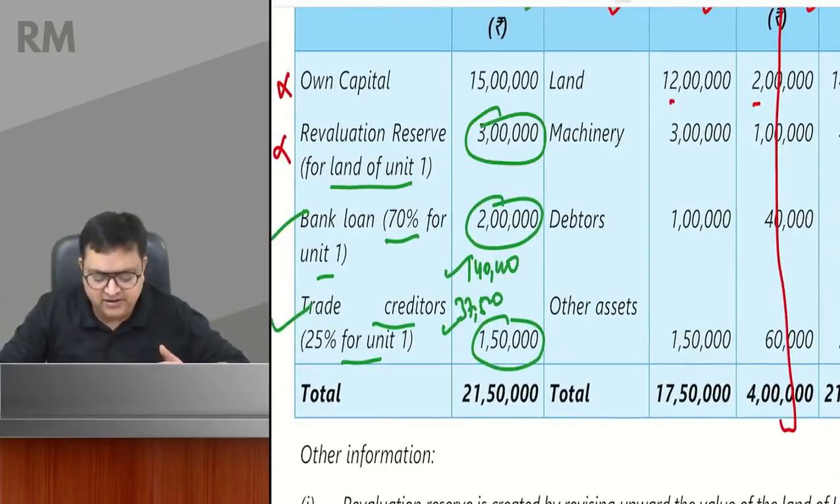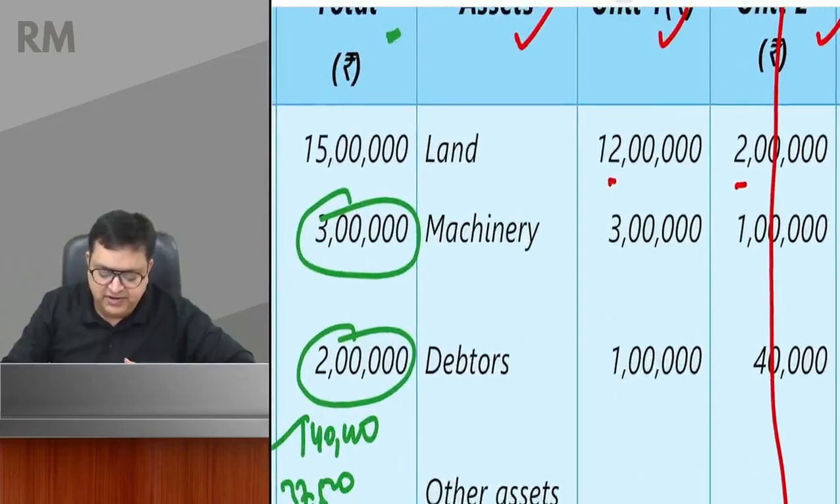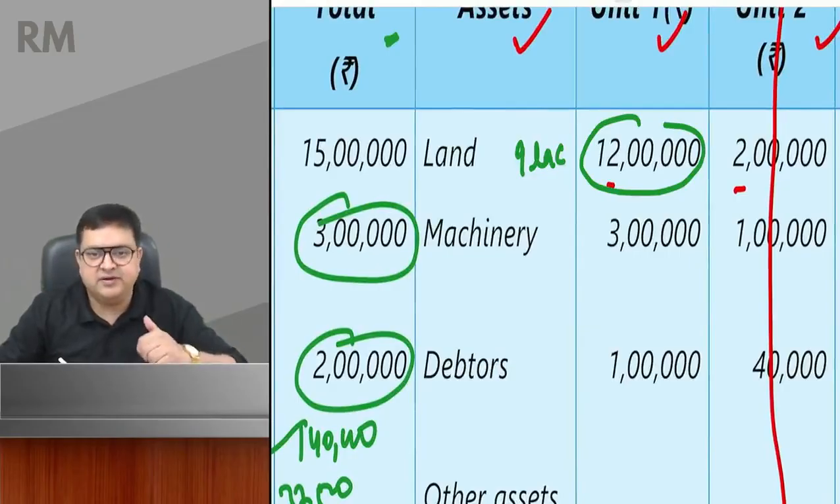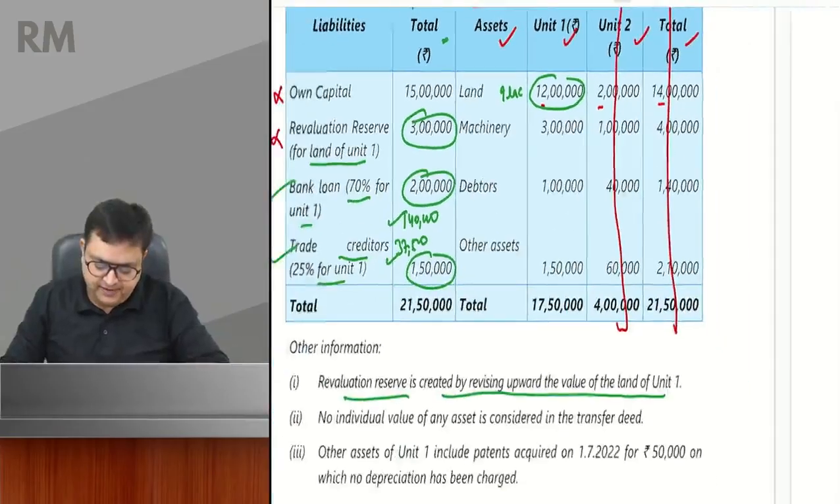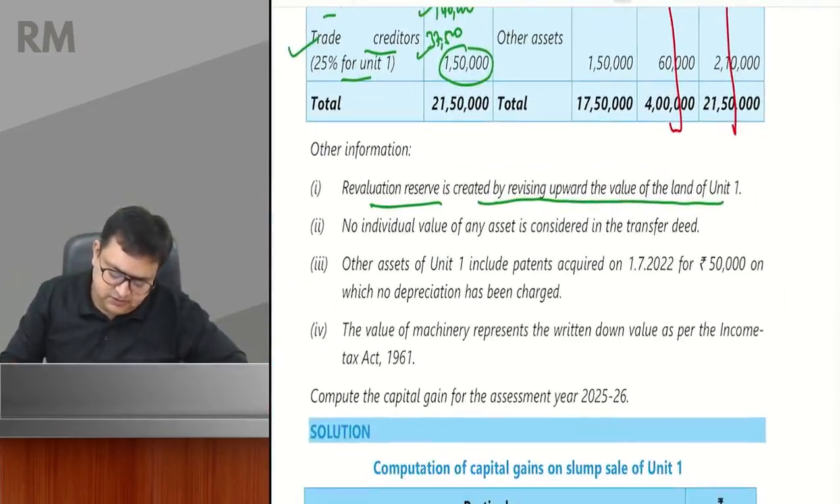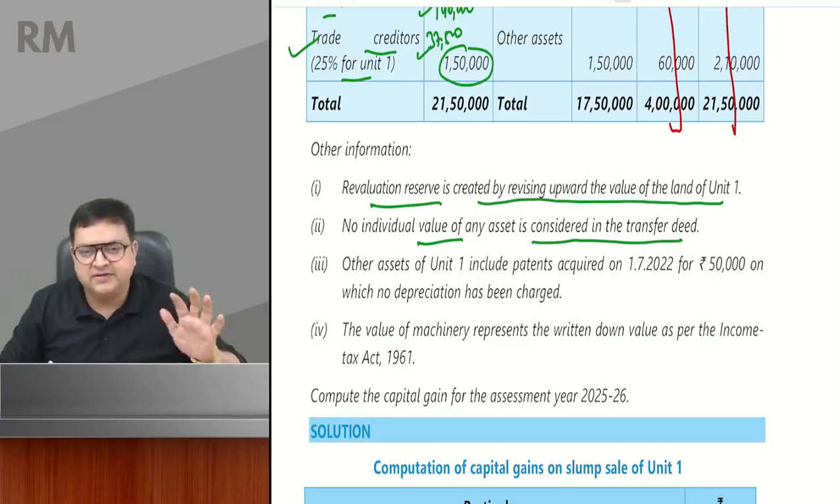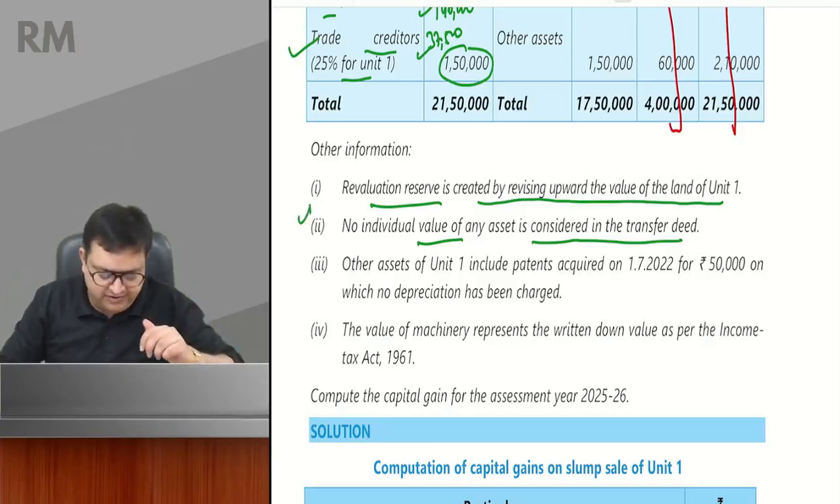We are selling unit 1. They have increased the value of land by 3 lakh. So tell me, the correct value of the land should be 12 lakh or 9 lakh? 9 lakh. I will take before revaluation 9 lakh rupees. Now, no individual value of any asset is considered in the transfer deed. That's fine. That means we are selling it as a lump sum consideration, slump sale. So this point is not relevant for me.